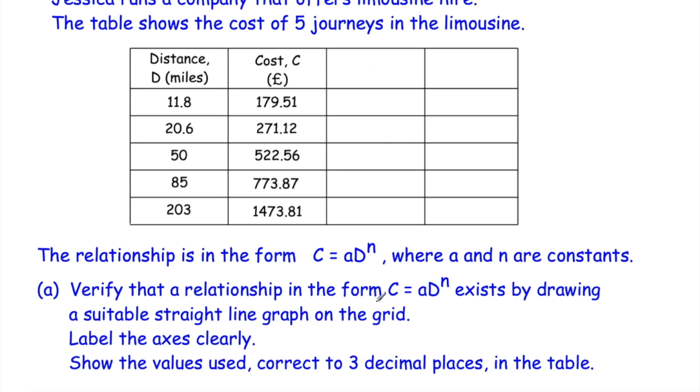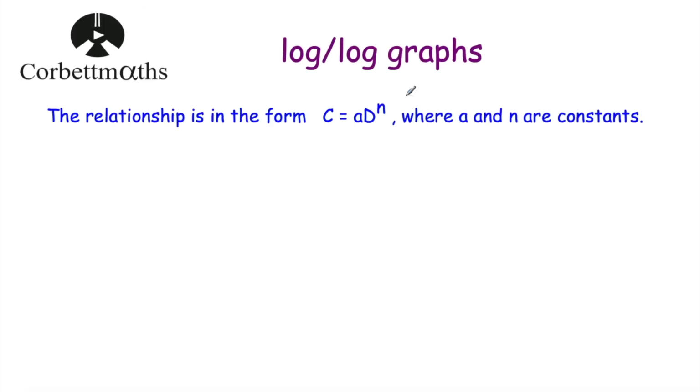So let's start by looking at this relationship, C is equal to AD to the power of n. What I'm going to do is take the logs of both sides of this relationship. So I'm going to take the log of the left hand side and the log of the right hand side. Then I'm going to use the laws of logarithms to rearrange the right hand side, and we'll actually see we get something that is in the form of y equals mx plus c.